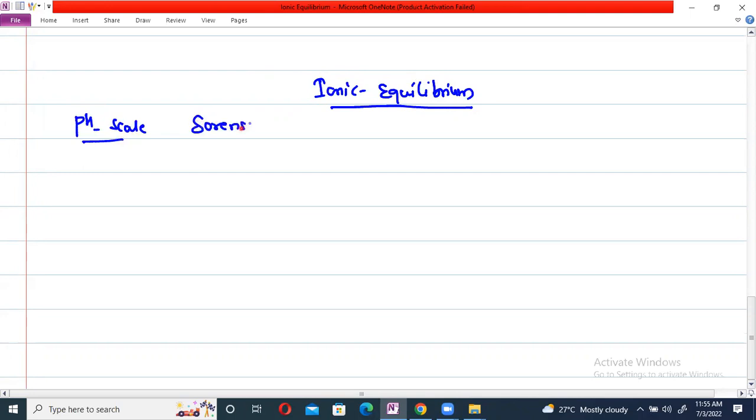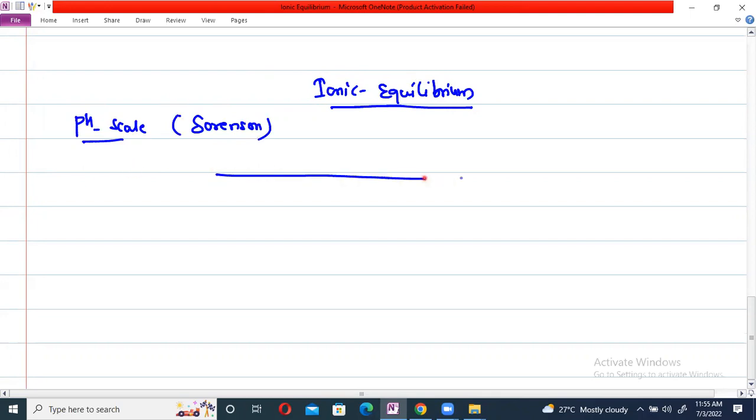But now this is another part from ionic equilibrium, and that is about the pH scale. Actually, this pH scale was given by Sorensen.